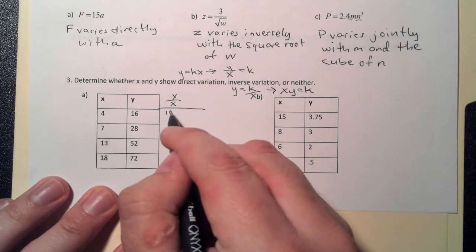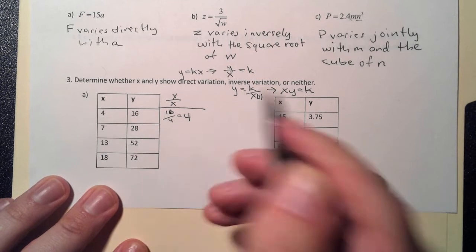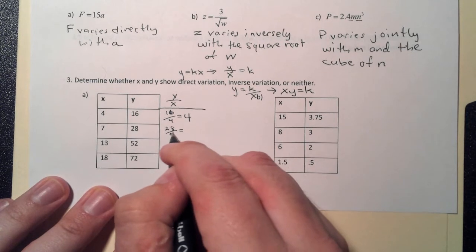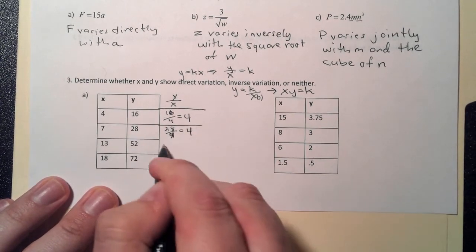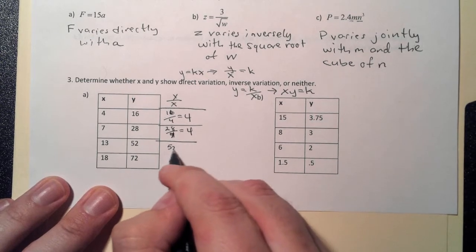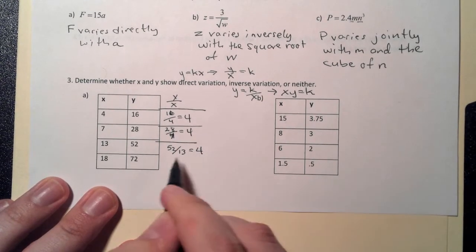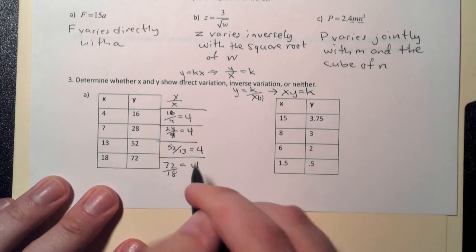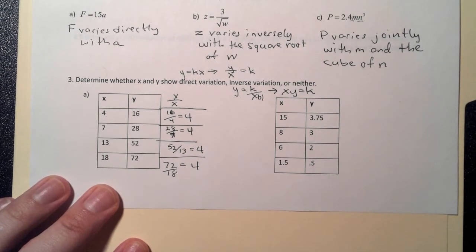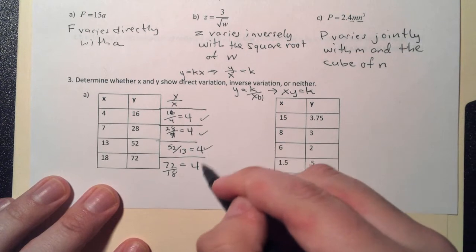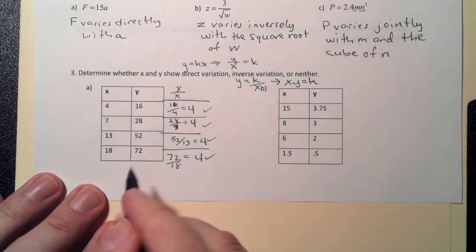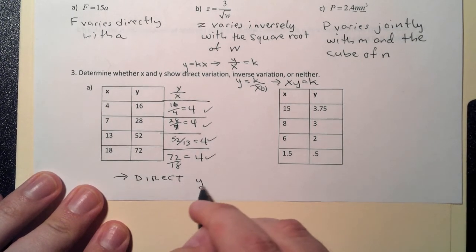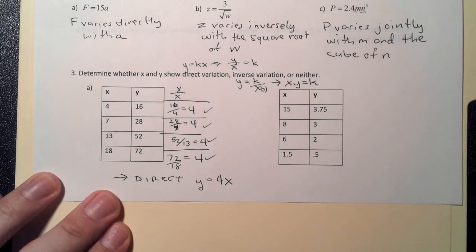Well, y over x, 16 divided by 4 is 4. 28 divided by 7 is 4. Less obvious, but 52 divided by 13 is also 4. And 72 divided by 18 is in fact 4. So all of these equal 4. All of them match up, which means this is in fact a direct variation. What variation? Specifically, y equals 4x.